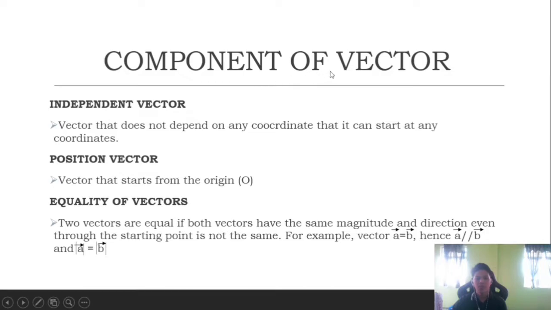Okay, we go to component of vector. Independent vector: a vector that does not depend on any coordinate, so it can start at any coordinate. Position vector: a vector that starts from the origin O. Equality of vector: two vectors are equal if both vectors have the same magnitude and direction, even though the starting point is not the same. For example, vector A equals vector B.